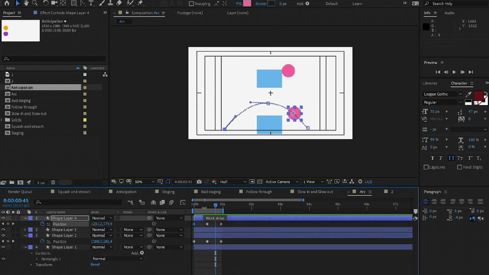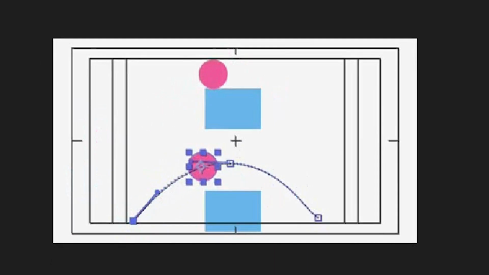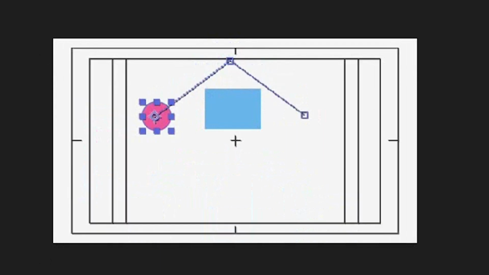The last principle that we are going to cover in this lesson is arc. Most things in real life move in a circular path, which is the arc, and very few move with robotic, mechanical movement. So here we have a very mechanical movement. It's very unnatural and not pleasing to the eyes.